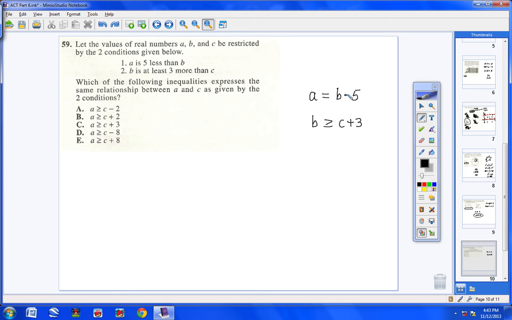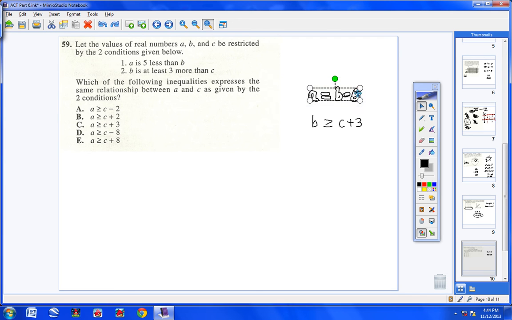Now here's what I'm thinking. Follow my reasoning carefully. I really want to keep this one because is it not true that all of my answers over here are inequalities? Sure they are. So I know I want to keep this. So somehow I've got to get rid of this B and somehow get an A in here.